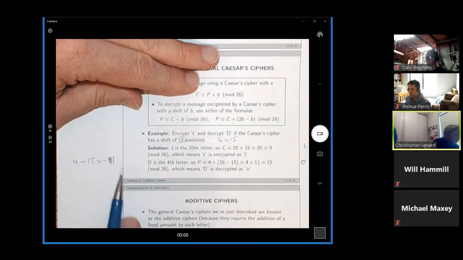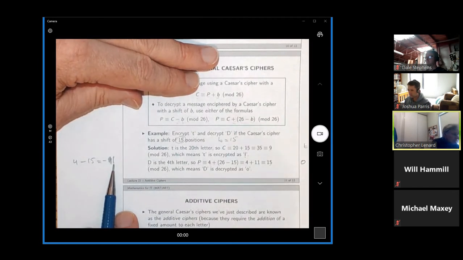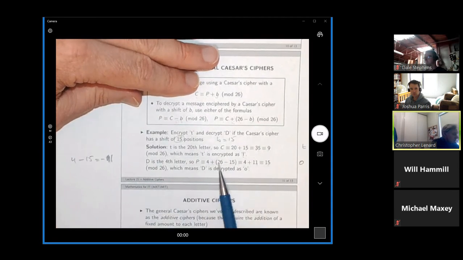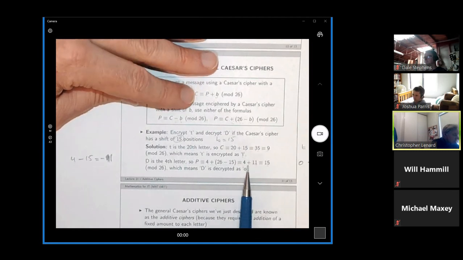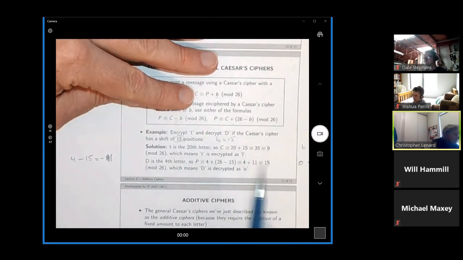And most of us are not very good at doing negatives in the mod system. So I'd have to ask myself, where is negative 11 if I had to reduce it? It's doable, but it's just an extra step. This is why, when we add something, we don't have the possibility of going negative, and then it's a little bit easier to deal with. It turns out that negative 11 is actually equivalent to 15. You can see that because 26 minus 15 is 11.